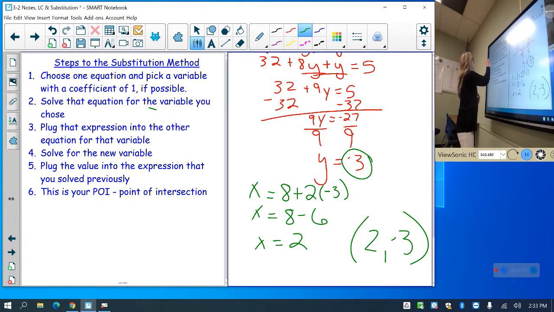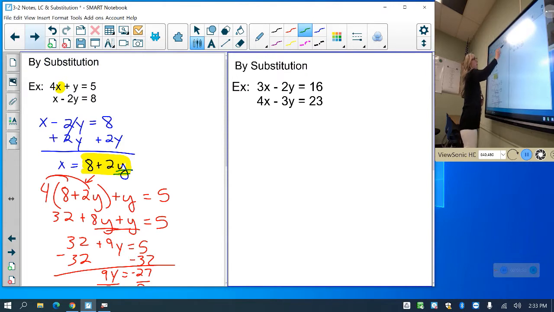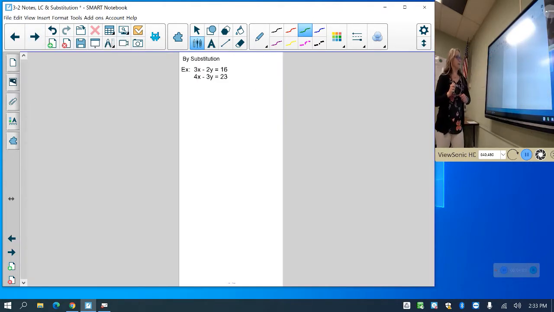Let's go ahead and try another example. The next example, I'm going to show you what happens when you do not have a coefficient of 1. You're going to end up with fractions.